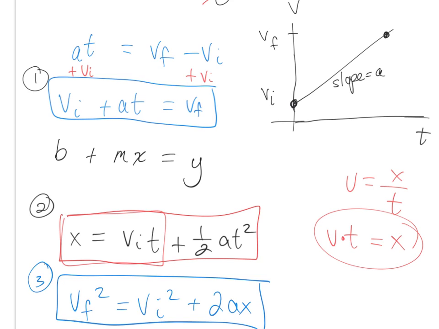Again, you know all the variables. Vf is final velocity. Vi is initial velocity. A is acceleration. X is displacement. So these formulas are 3 new formulas that we have to utilize.